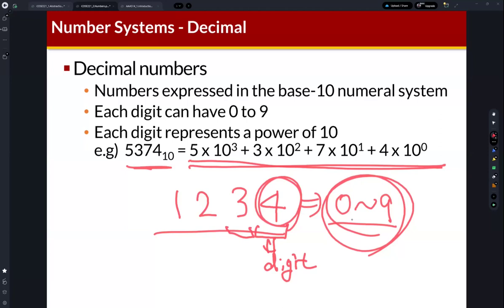What does that mean? For example, this digit 5. The number for this digit is 5. Then what is the magnitude of this digit? The magnitude of this digit is 5 multiplied by 10 to the power of 3. Because the base of this decimal number system is 10, and each digit represents a power of 10. Right. So it's 10 to the power of 3.